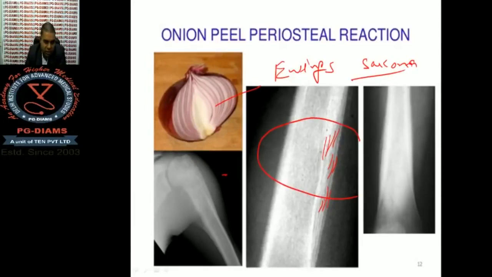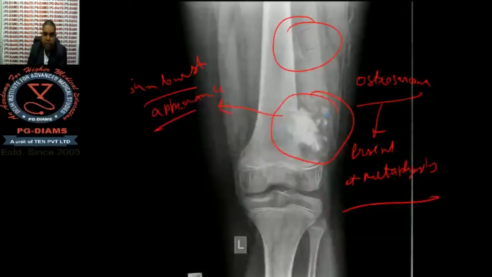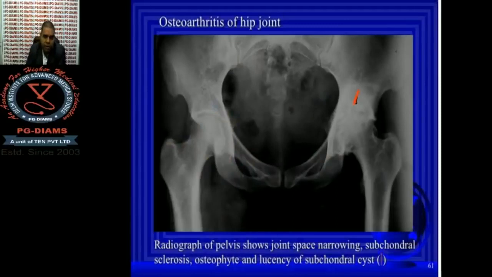You can see here also there are these lines in this X-ray as well. There are some lines in the periosteal region, and it affects this region, the diaphysis. So diaphysis is the middle part, metaphysis is this part, and epiphysis is this part. So the diaphyseal region is affected in Ewing sarcoma, and it has onion peel appearance, whereas the metaphysis is affected in osteosarcoma, which has sunburst appearance. Clear?